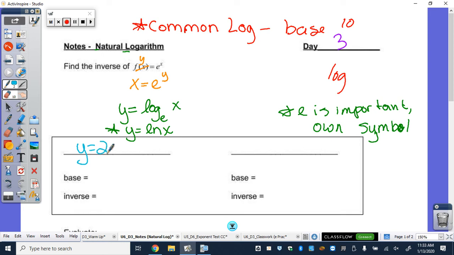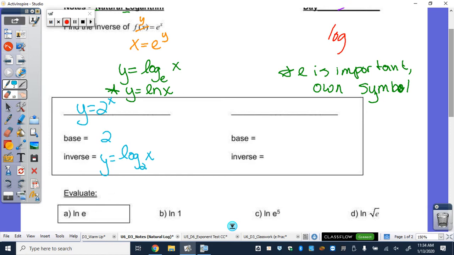So if we have an exponential equation that we're used to using, for example, y equals 2 to the x, our base here is the number 2. So for this one, when we write the inverse of it, we're going to use a log. So our inverse for that would be y equals log base 2 of x. But whenever we have an exponential equation that uses a base of e, our inverse is going to involve the natural log, ln. So that would become y equals ln of x for its inverse. So again, ln tells you the base is e.